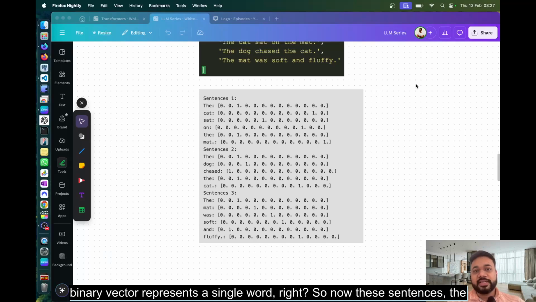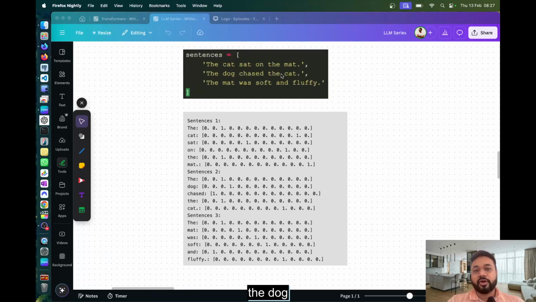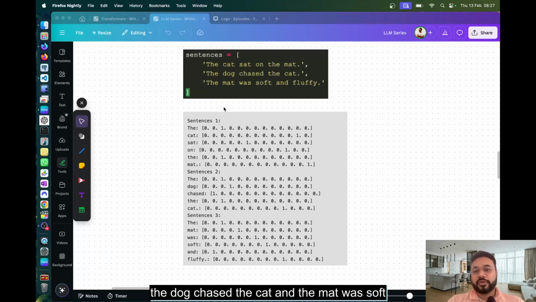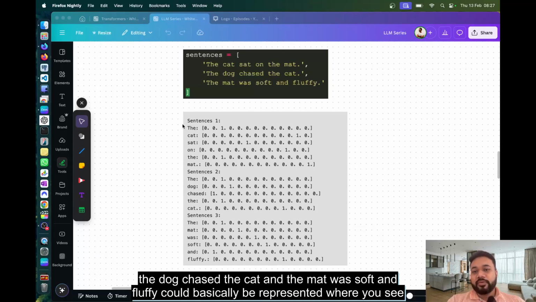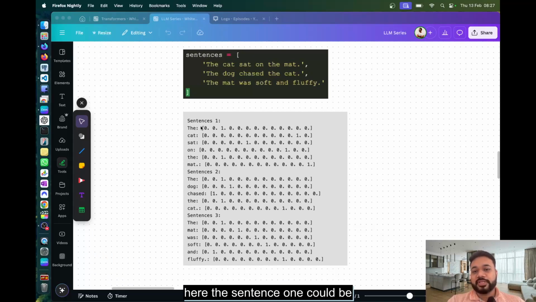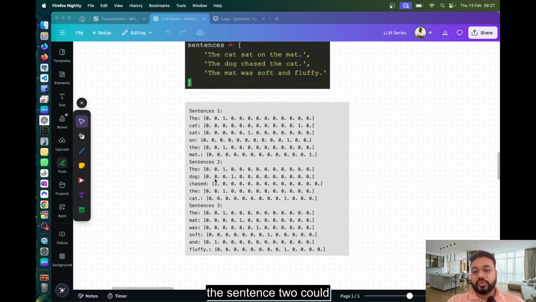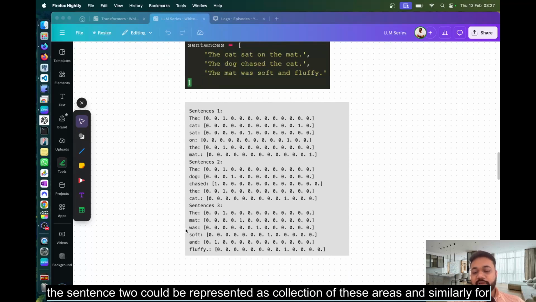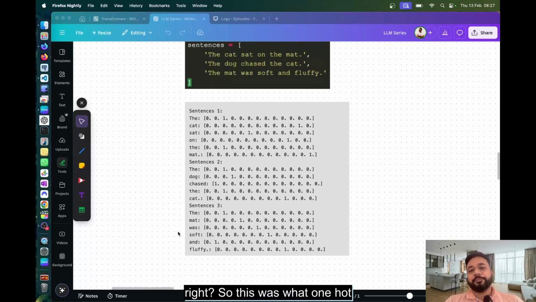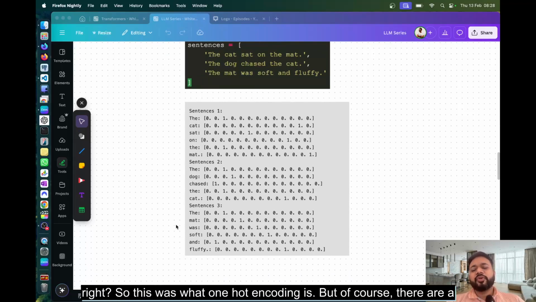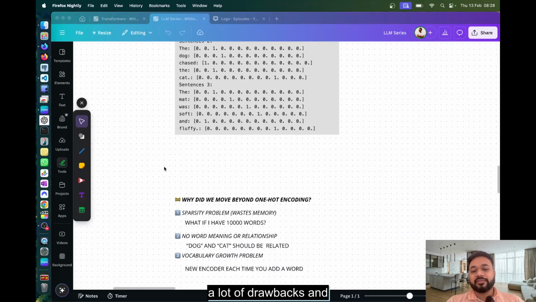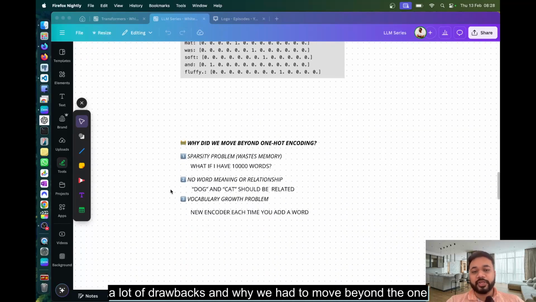So now these sentences, the cat sat on the mat, the dog chased the cat, and the mat was soft and fluffy, could basically be represented, where you see over here the sentence 1 could be represented as a collection of these arrays, and then similarly the sentence 2 could be represented as a collection of these arrays, and similarly for sentence 3, right? So this was what one hot encoding is. But of course there are a lot of intricacies, a lot of drawbacks, and reasons why we had to move beyond the one hot encoding, right?